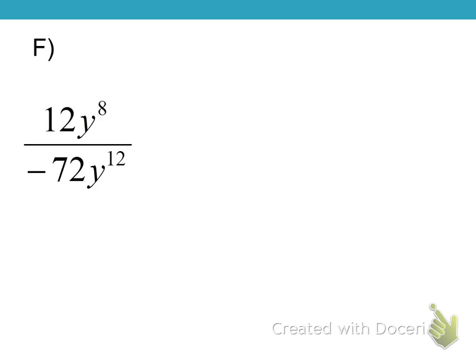All right, here's F. So handle the regular old fraction up front, 12 and negative 72. Does anyone know what can go into both of those? 12. 12 does go into 72. It goes in 6 times. So you can cross out the 12, make it a 1. Cross out the 72, make it a 6. And then take care of your y's.